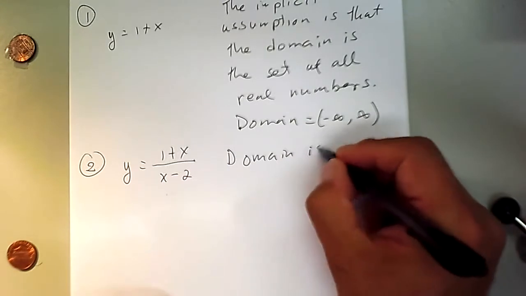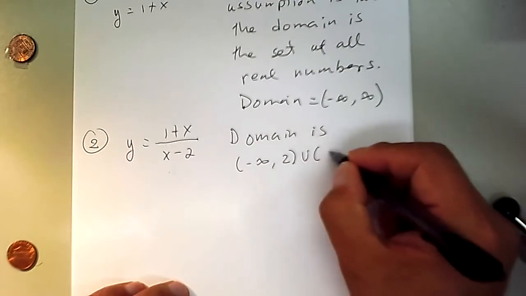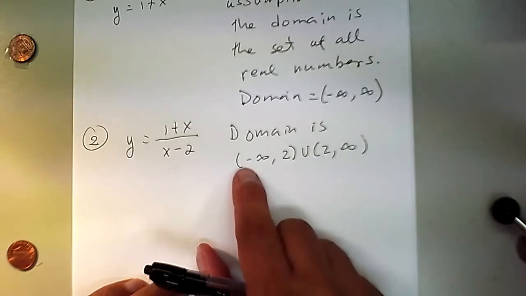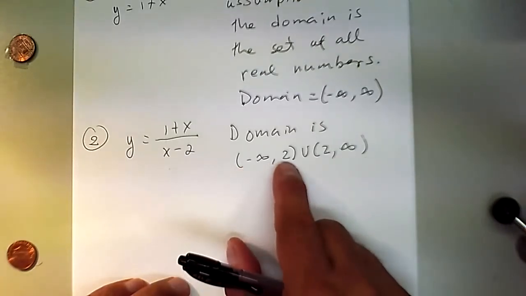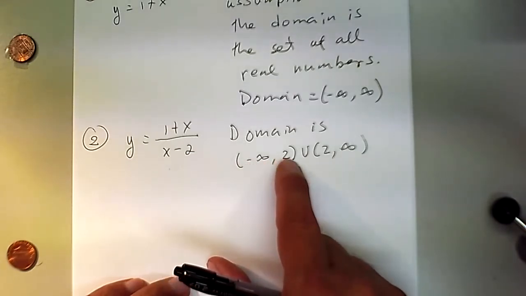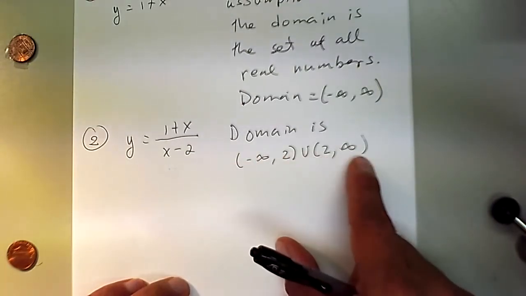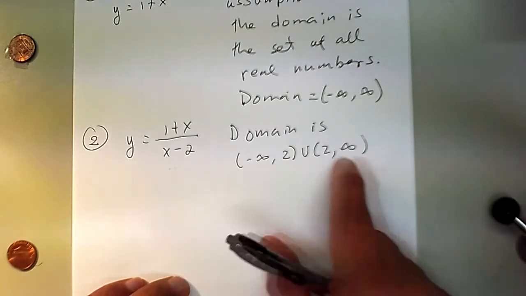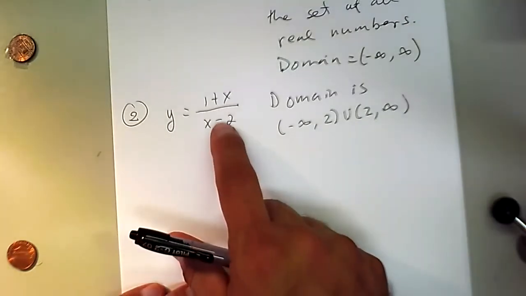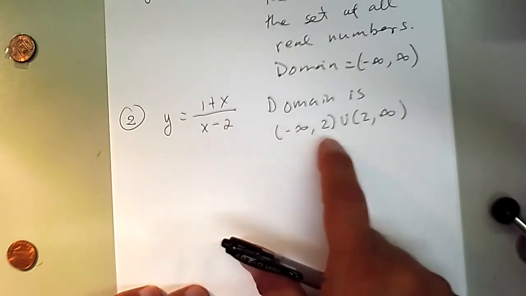Domain is from negative infinity to 2, union from 2 to infinity. So this interval notation tells us we're going to get everything. Well, the first set says all the numbers to the left of 2, and this set says all the numbers to the right of 2. So then we have all the numbers but 2. We're avoiding the 2. Okay, so if we have a number that causes the denominator to be 0, then we have to avoid it.